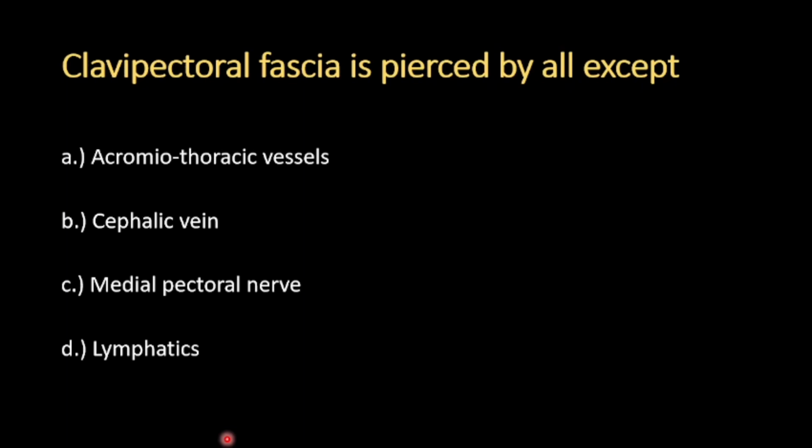Before we discuss the topic as such, we'll see a question: the clavipectoral fascia is pierced by all except A. acromiothoracic vessels, B. cephalic vein, C. medial pectoral nerve and D. lymphatics. So after the session, we'll have an idea about this answer.